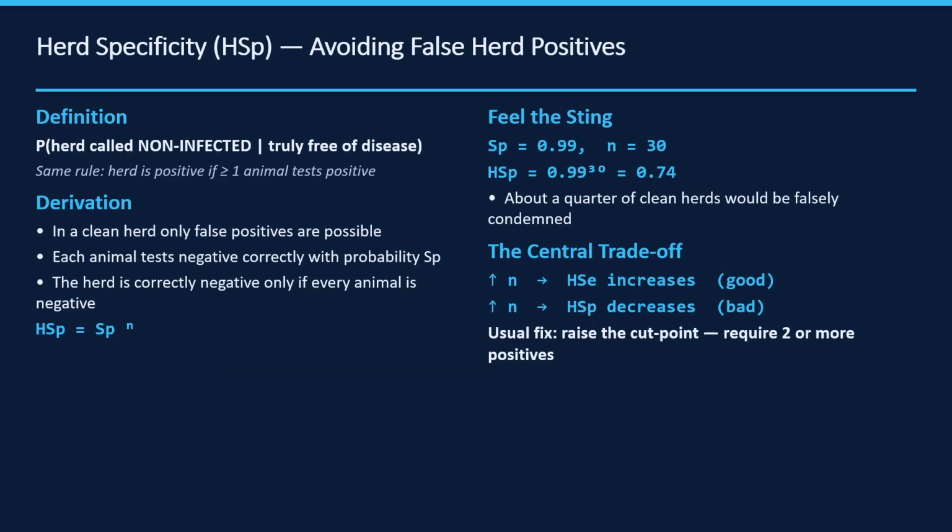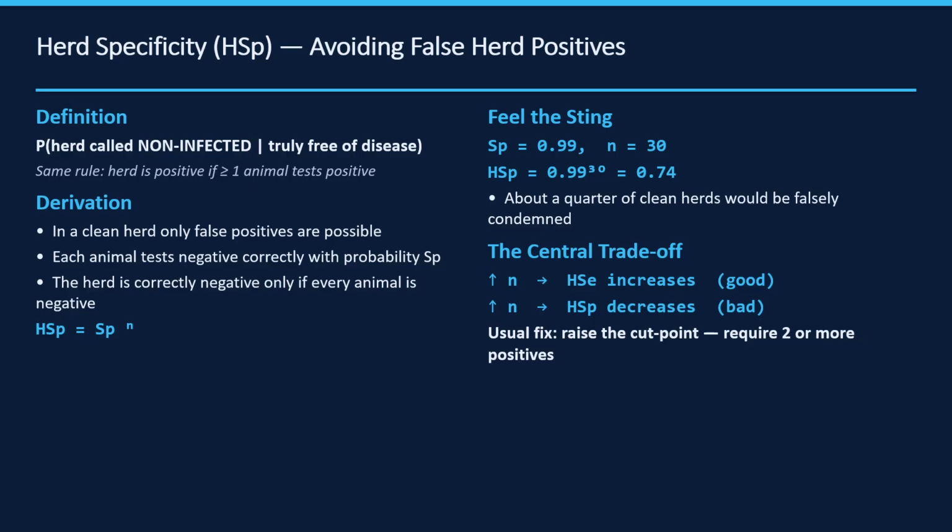Specificity is the flip side, and it's the one people forget until it bites them. It's the probability you correctly call a truly uninfected herd negative. Same decision rule. The herd is positive if at least one animal tests positive. So in a clean herd, no animal is truly infected. The only thing that can happen is a false positive. Each animal tests negative correctly with probability specificity, and the herd is correctly called negative only if every single animal tests negative. Assuming independence, that's specificity raised to the n. That's it. Herd specificity equals individual specificity to the power n.